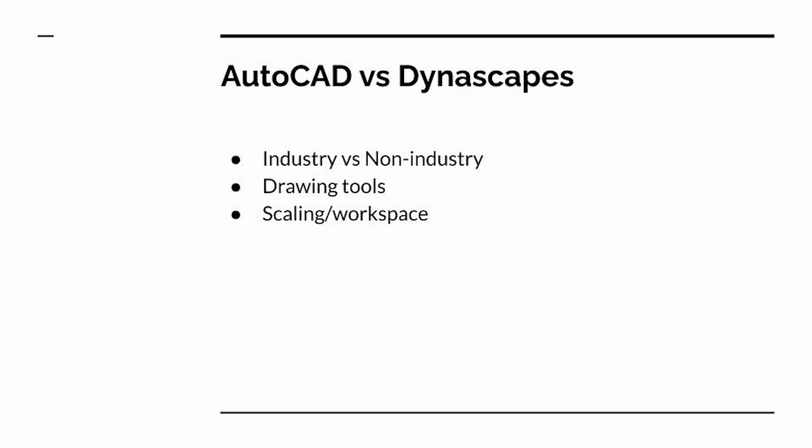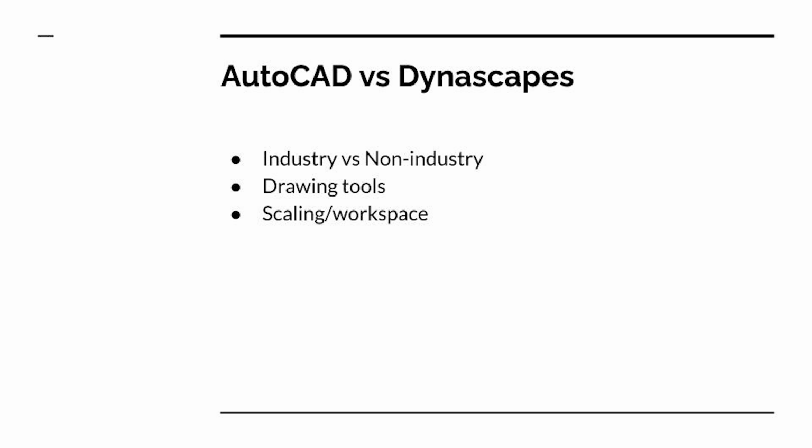If you've seen the previous video, AutoCAD was the first program that we used for our landscape design projects. We used the same models, the same background images, and the same layouts, as well as the same scaling between the two. However, AutoCAD is a non-industry specific program, meaning it can be used throughout many different areas such as engineering, architecture, or landscape. Dynascapes, however, is an industry specific program. This means that it is designed to be used purely for landscape design.